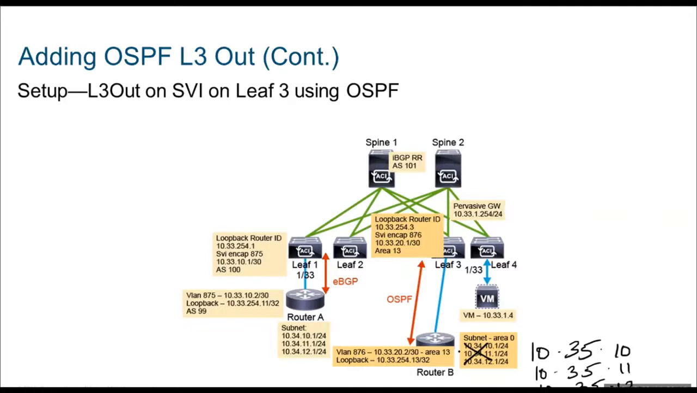I think this might be showing IP addresses on this end, but of course the subnets would be 10.35.10, 10.35.11, and 10.35.12.